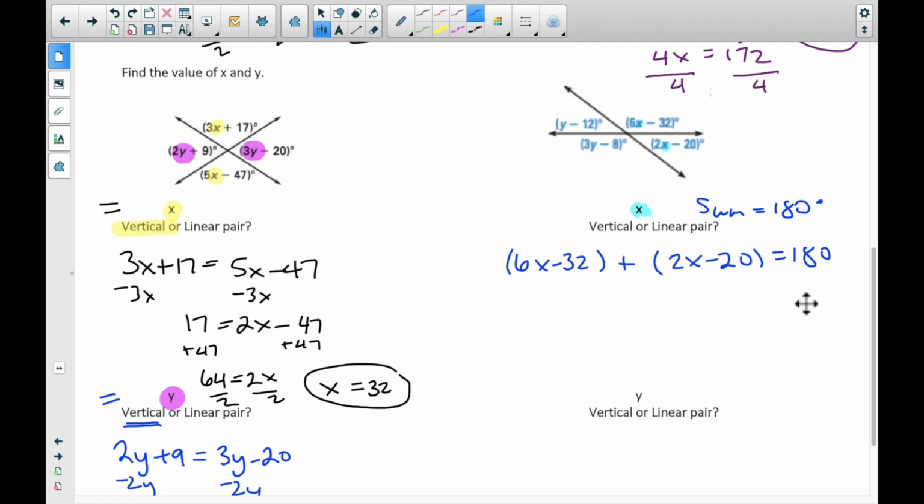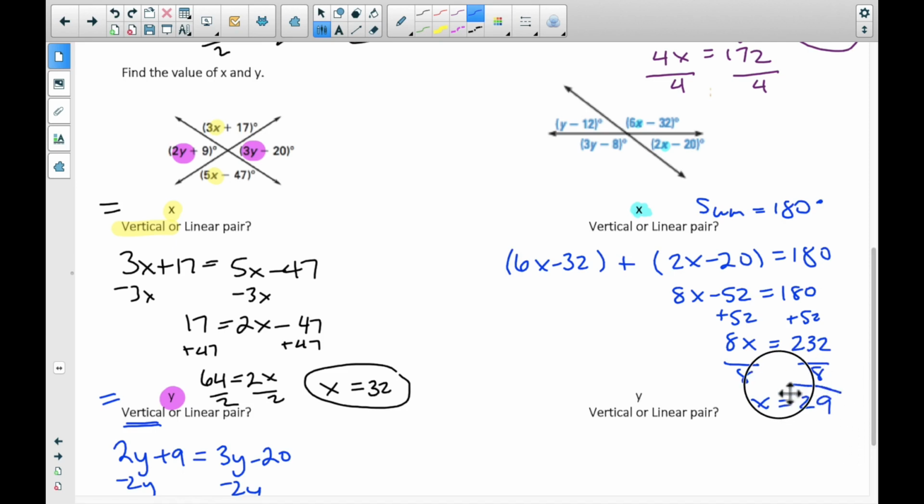So here's my equation. I need to add my like terms. Add my like terms, I get 8x minus 52. I need to solve for x, so I'm going to add 52 to both sides. Use my calculator, I get 232. I divide by 8, and my calculator says that is 29. So x is equal to 29.